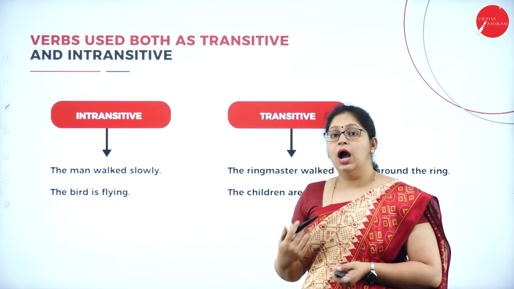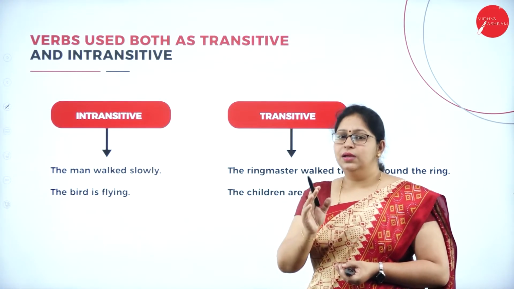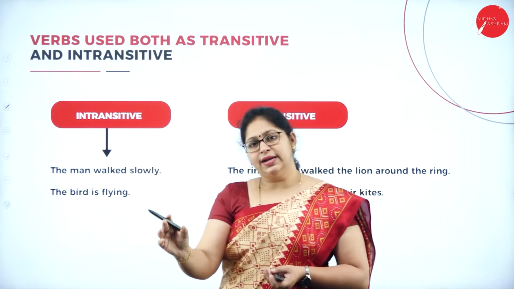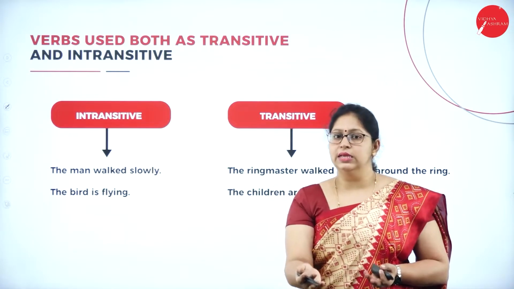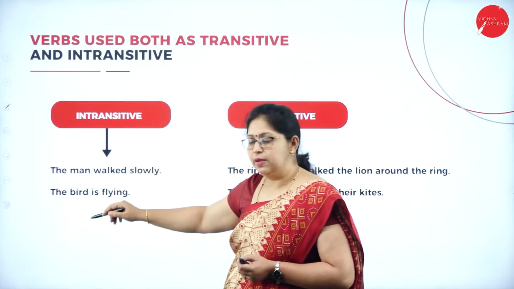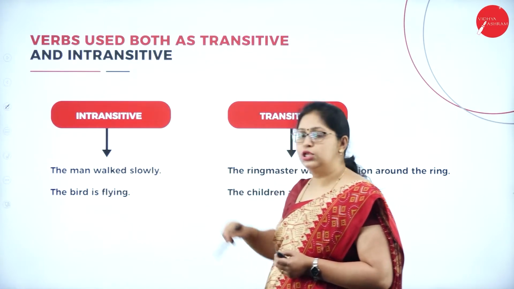Let us see how it is used as both transitive and intransitive. The formula is very simple: if there is an object, then it is transitive. If there is no object after the verb, then it is intransitive. You know this, right? Now let us see some examples. Example for intransitive: The man walked slowly.